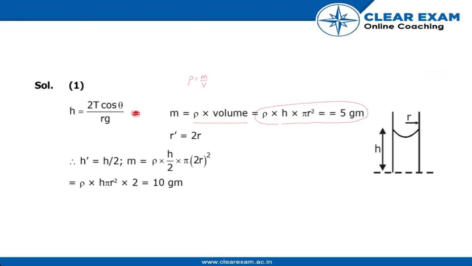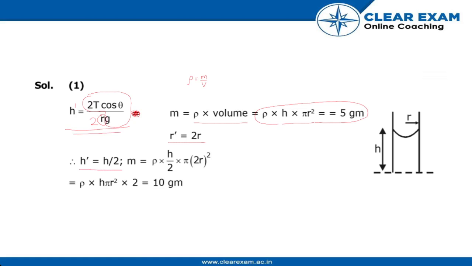We are also given that our new radius r dash is 2r. It's double that of r. The formula for the height of water in a capillary, we'll use, is h is equal to 2T cos theta over r rho g. So all this will be the same. The only difference is in our r, which is doubled. So our new height will be half of the original height. So h dash is equal to h by 2.